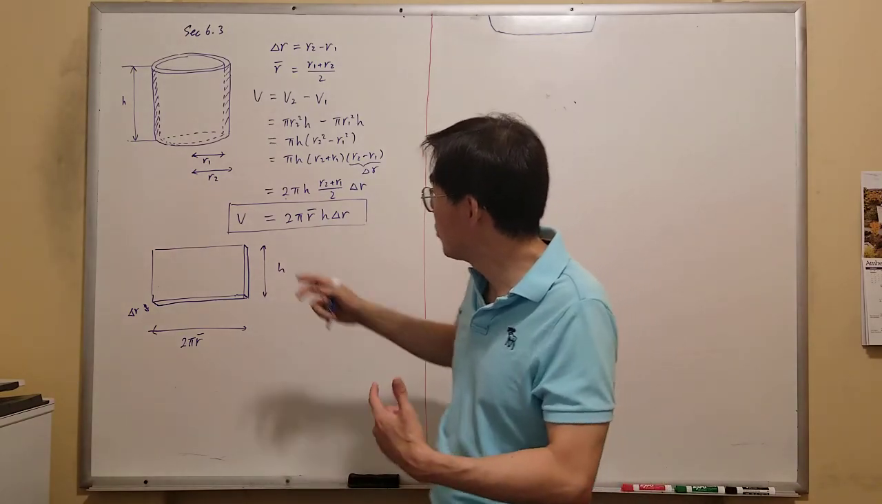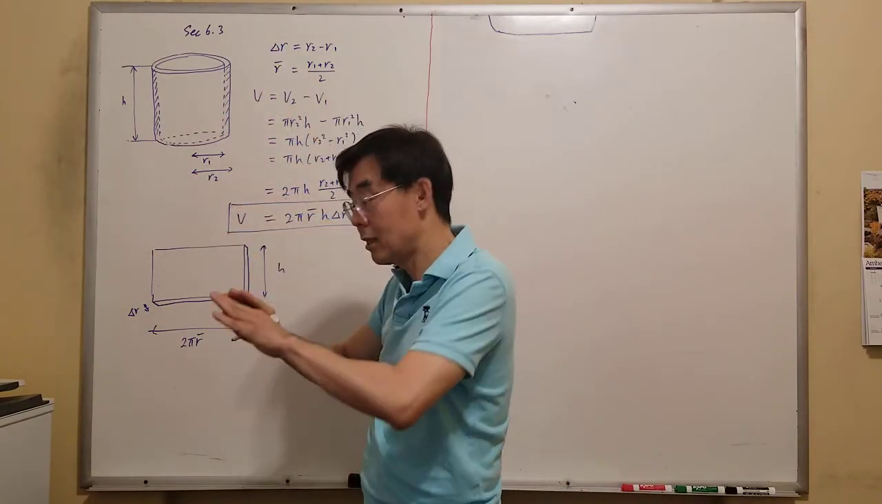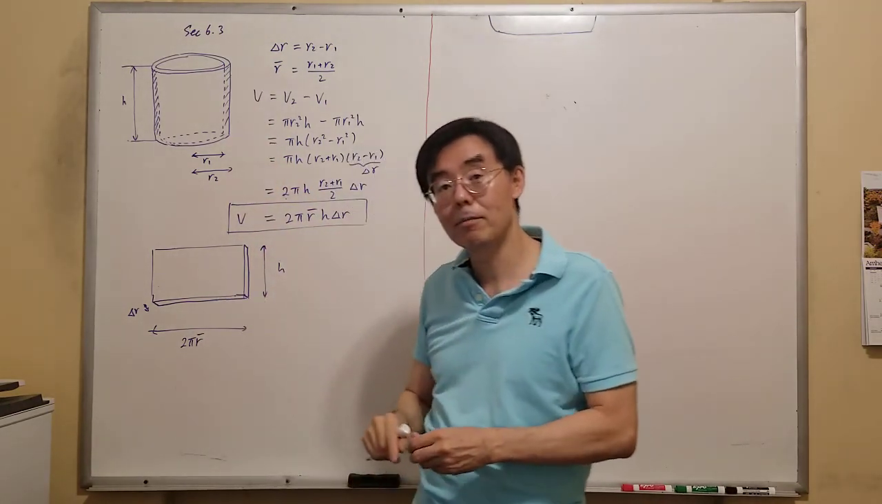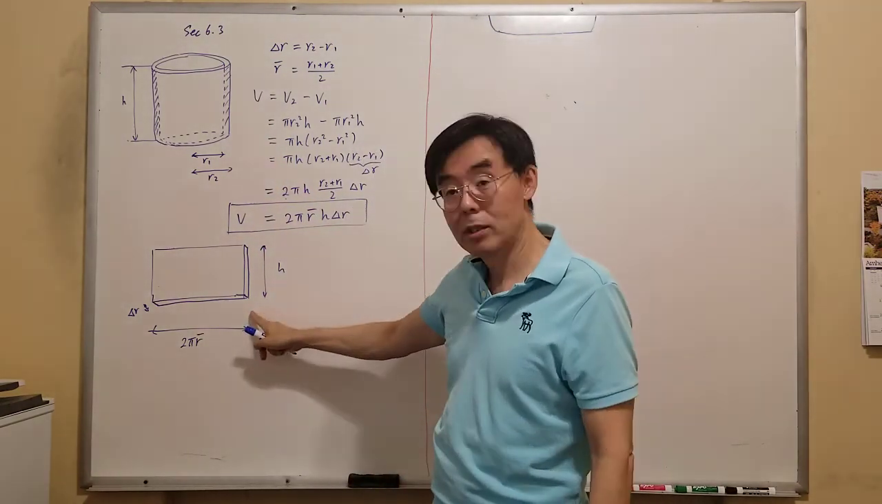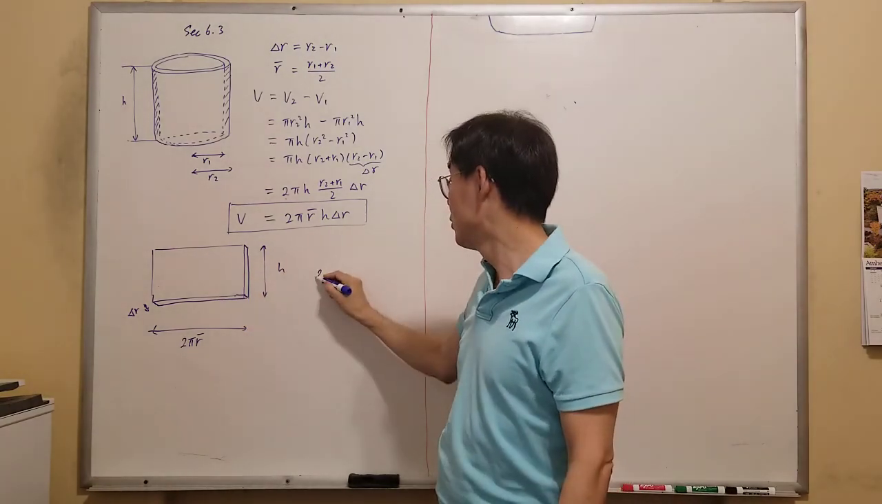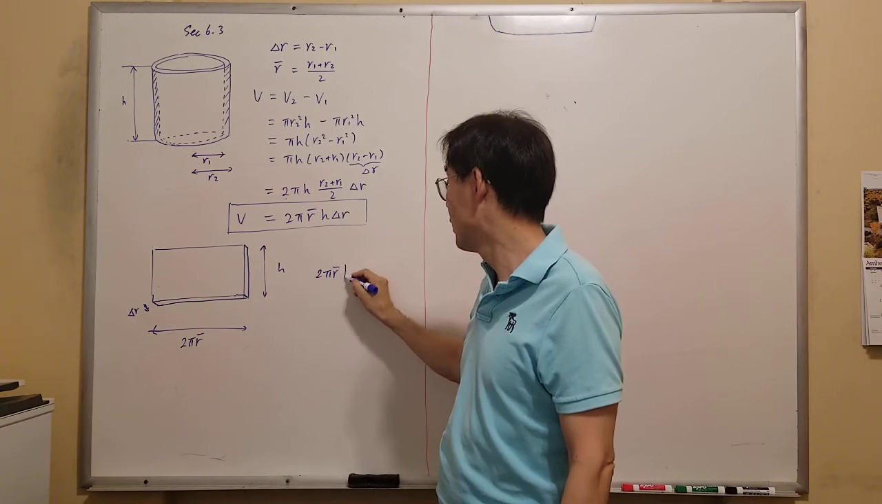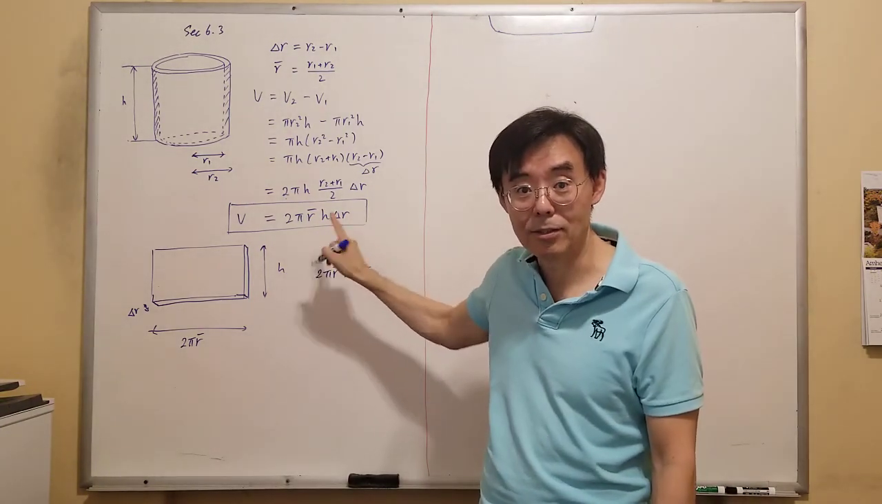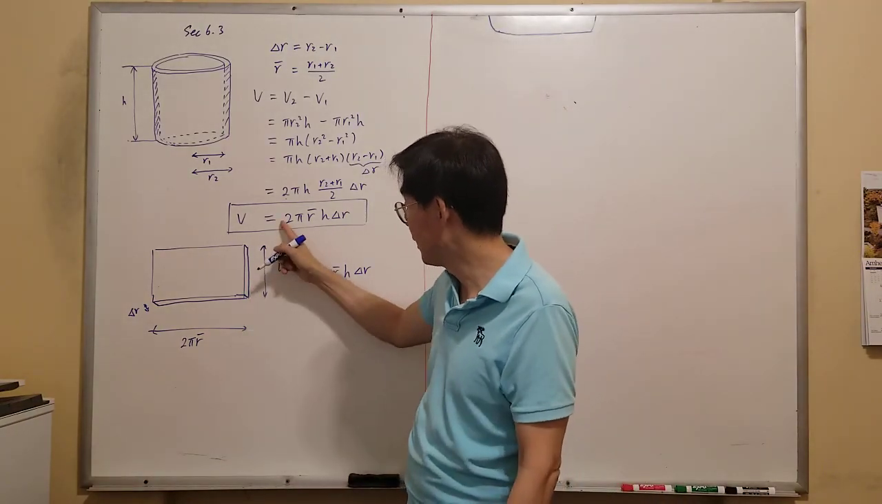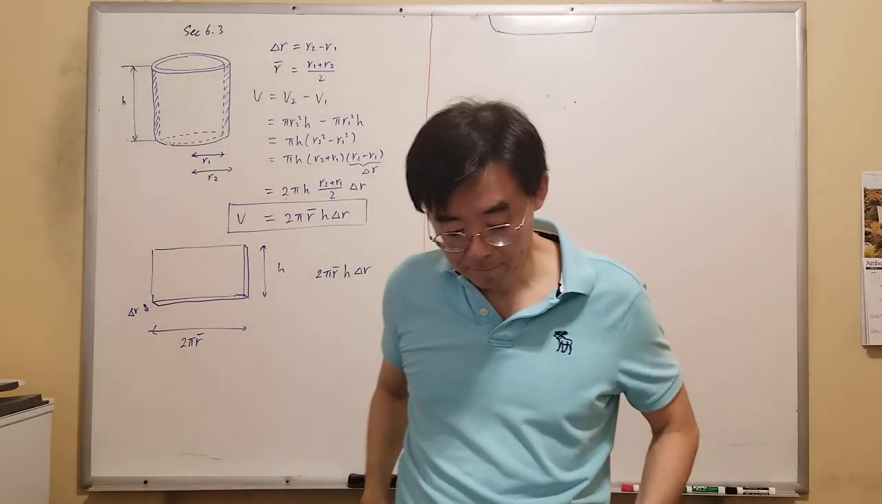So you can imagine that by cutting and unfolding, you can transform this cylindrical shell into this thin rectangular box. What is the volume? Length, width, height: 2 pi R bar, height H, delta R. Precisely this. So this is not an approximation, it is the exact value. We just proved it.